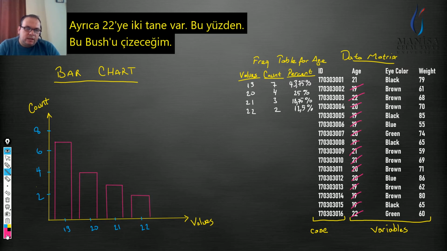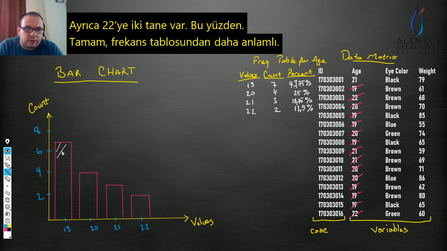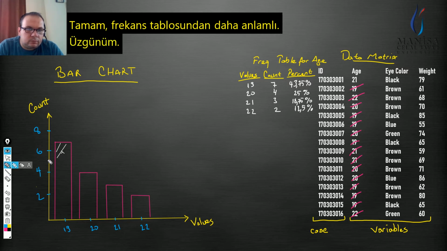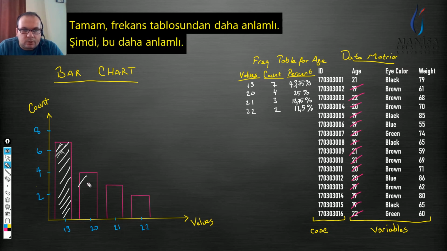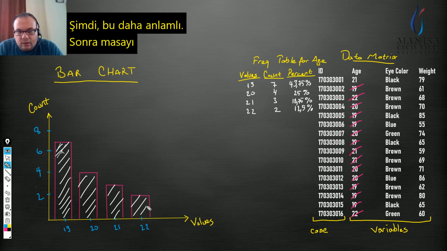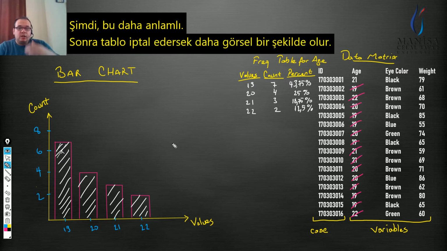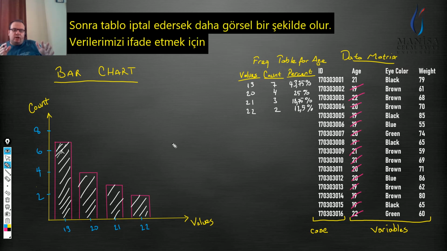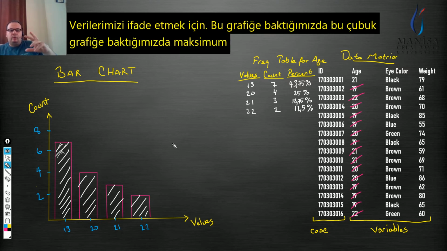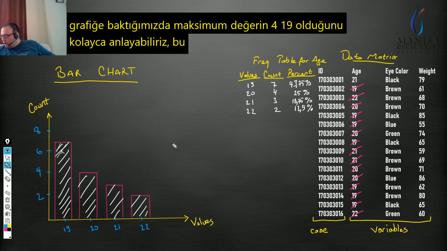Now it's more meaningful than a frequency table, and it becomes a more visual way to express our data. So when we look at this bar chart, we can easily understand that the maximum value is for 19. So we have the most of our students in 19. Okay, this is the bar chart.